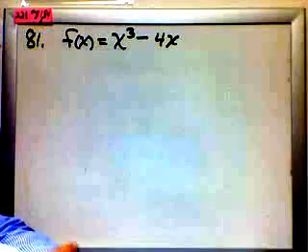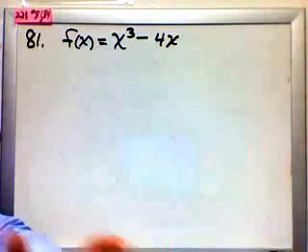Okay, somebody had a question. We're on page 221, number 81 and number 84. The directions here ask to graph the equation and use the zero or the root feature to approximate the zeros of the function and determine multiplicity of each zero. So I'm going to show you how to do that on your calculator.